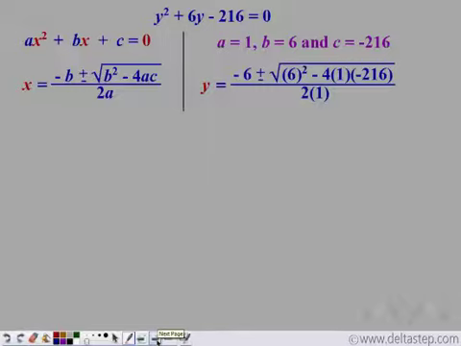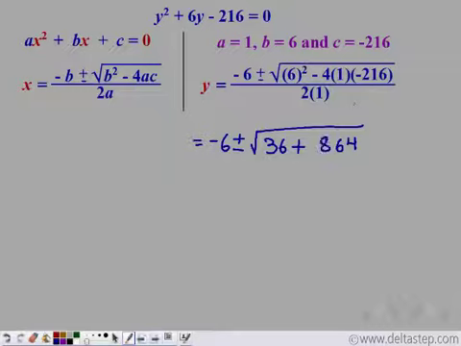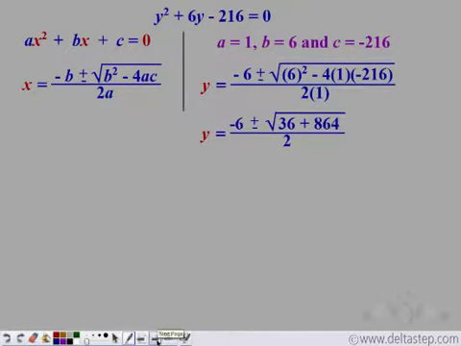Now let us simplify it further. We get negative 6 plus minus root over 6 square is 36. Negative, negative, give us positive. 4 into 216. 4 6s are 24, 4 1s are 4, 4 2s are 8. And 2 into 1 is 2. This is what we have. This gives us negative 6 plus minus root over 36 plus 864. 36 plus 864 will give us 900.